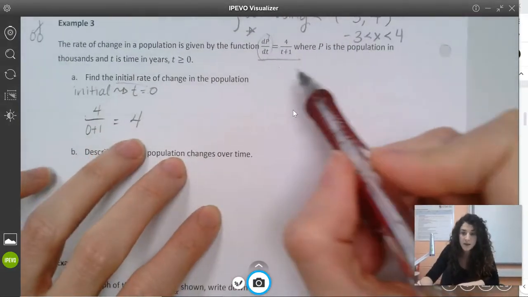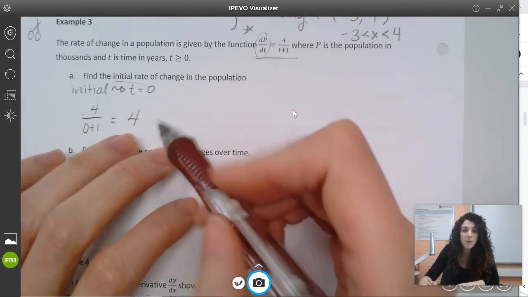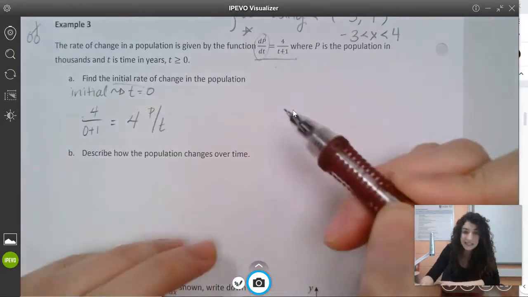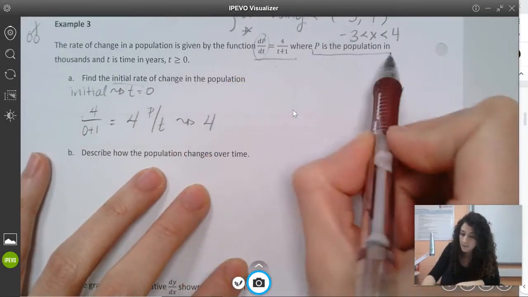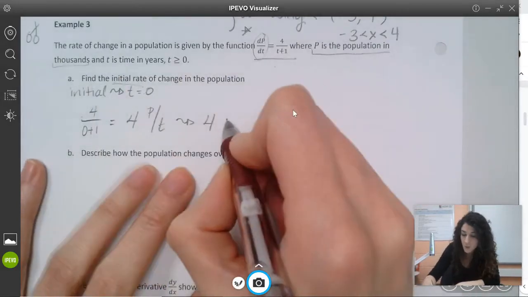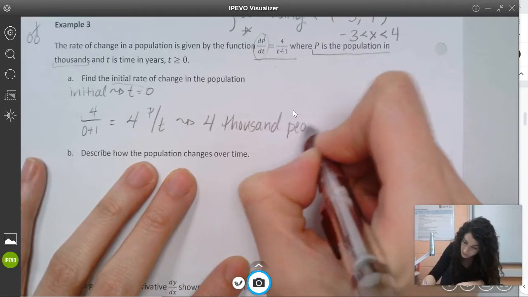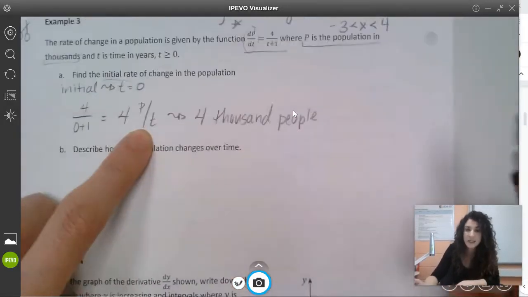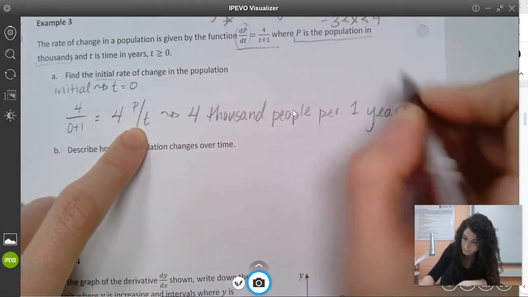So if we want to talk about this in the context of the situation, remember that it's y over x, change in y over change in x, so it'd be like p over t. So what that means is 4, and then p is the population in thousands. So 4,000 people per 1 t, and t is time in years, per 1 year.